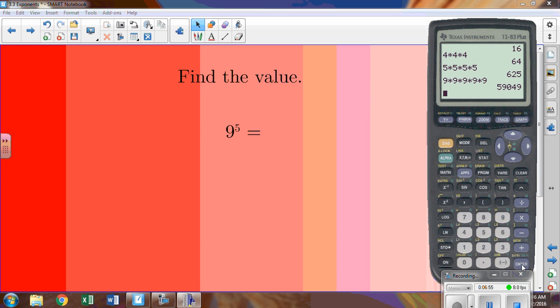Again, the calculator is just a time saver. We still need to understand what this stuff is. We still need to understand that the exponents are repeated multiplication. That way we can count in the correct number, how many we were putting in.